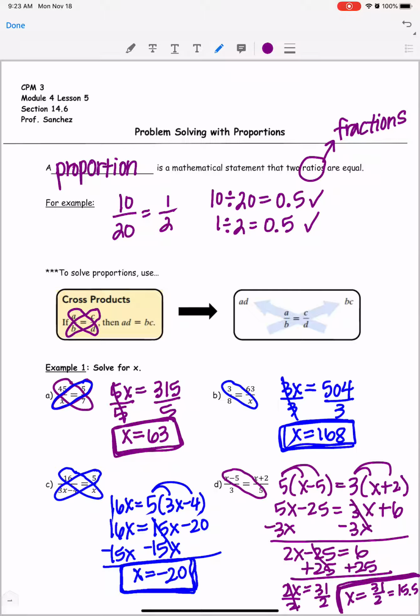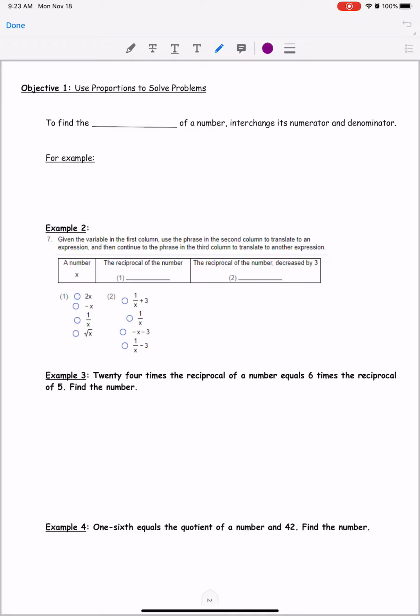Let's flip the page now. It says to find the reciprocal of a number, interchange its numerator and denominator. This is reciprocal. So to find the reciprocal, interchange the numerator and denominator. So for example, the reciprocal to 2 over 3 would be 3 over 2.